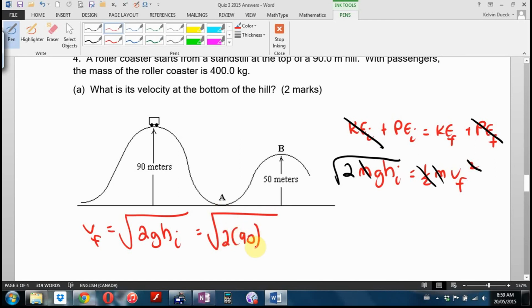By the way, 90 meters, that's a pretty good high roller coaster. That'll get your, pardon me? Oh, I did it again. I did, but yeah, thank you. I'm already wanting to get to the height. 9.8. 90 meters, though, is a good high roller coaster.